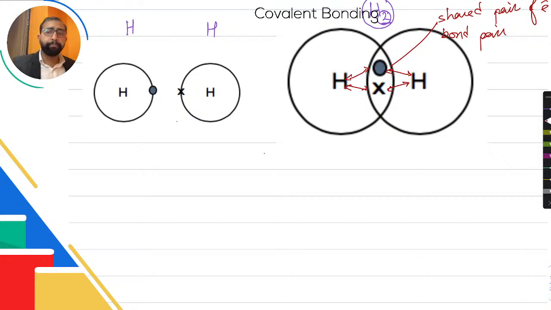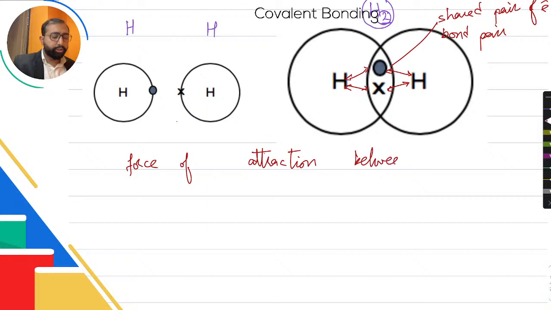So what is a bond? A covalent bond is the strong force of attraction between, you need to know what the positive thing is, what the negative thing is, between the shared pair of electrons, the sharing part is important, and the nuclei, or two nuclei.